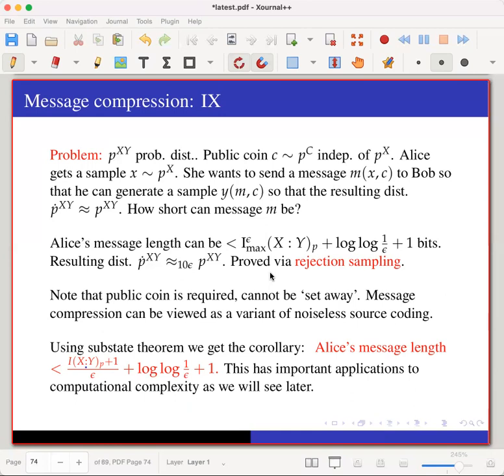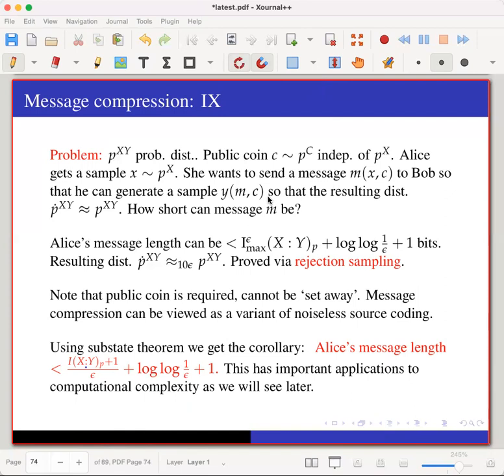Okay. So just to make things clear, this public coin C, this is like some sort of a joint code book that is revealed to both Alice and Bob, that kind of a thing, right? That is what this public coin C is.